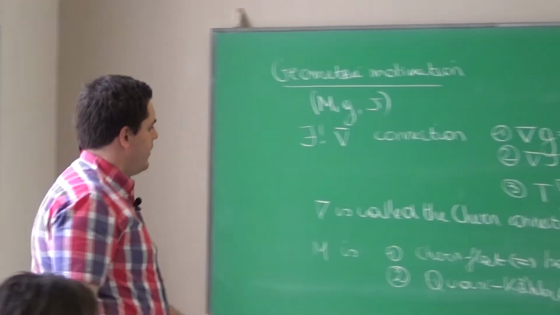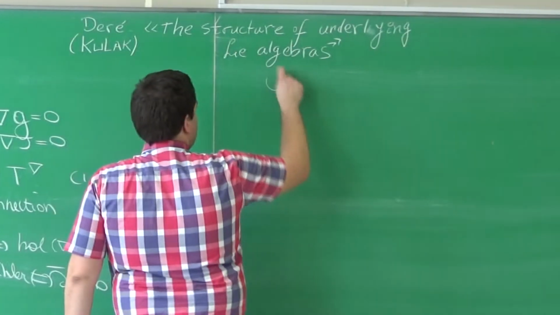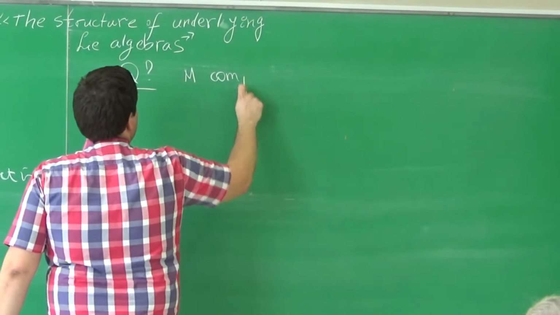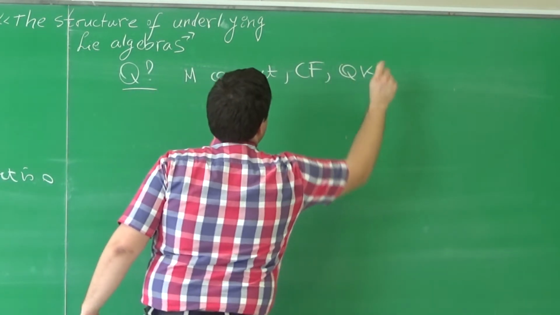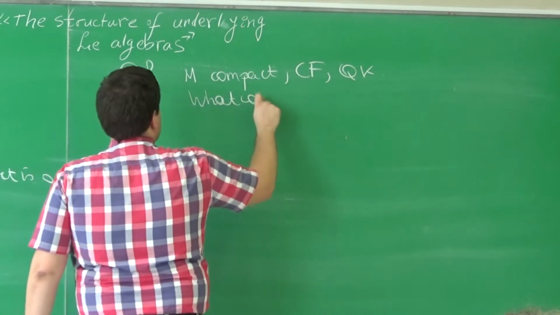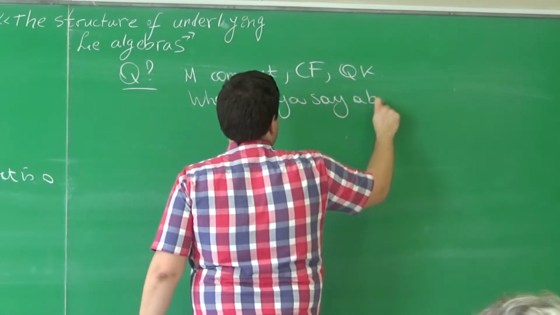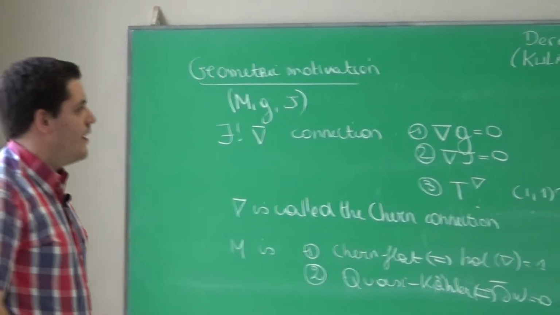And so people were interested in manifolds which are both Chern flat and quasi-scalar and compact. So the question was, if M is compact, Chern flat and quasi-scalar, what can you say about M? And maybe before I continue, I will give an example of a manifold which has this property, and then you already see where the algebra comes in.